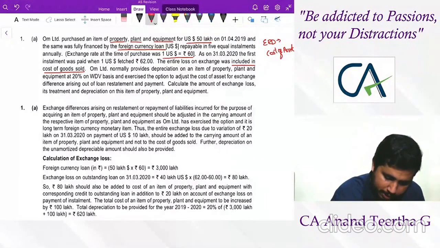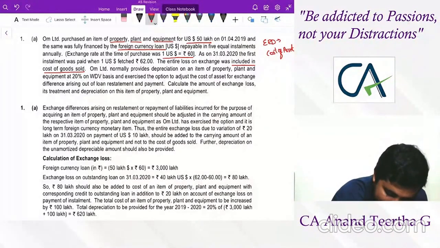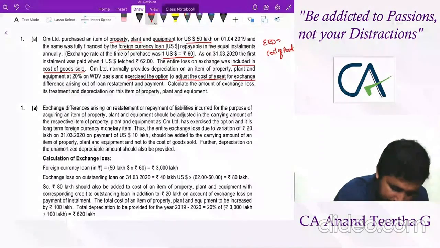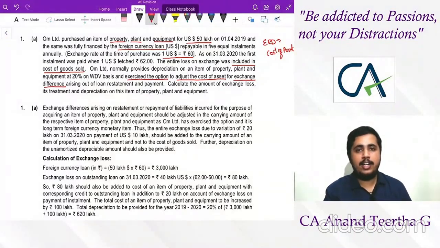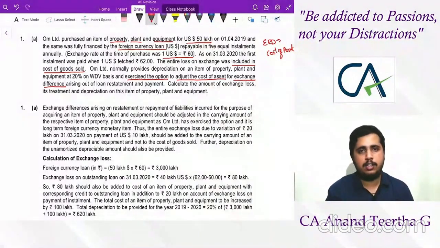See, Home Limited normally provides depreciation, okay, and the depreciation rate is given. Exercise the option to adjust the cost of the asset for exchange difference. So what are they telling? They are telling that I have chosen that option. What is that option? You find ERD, adjust it to cost of the asset. Once you choose the option, you have to continue it consistently. You are not supposed to change it.